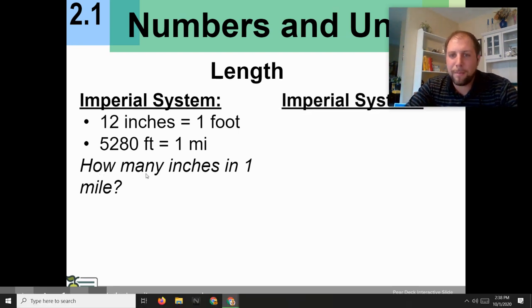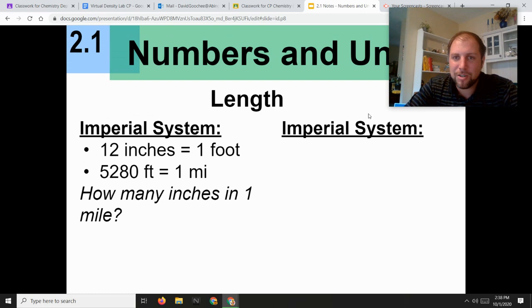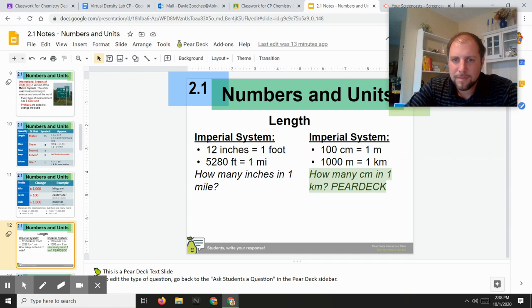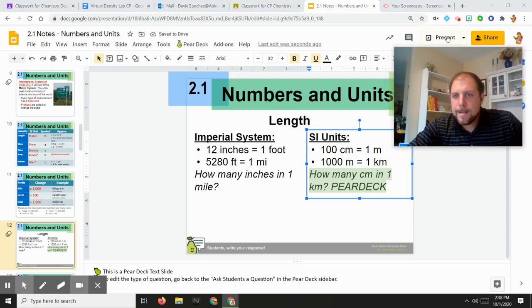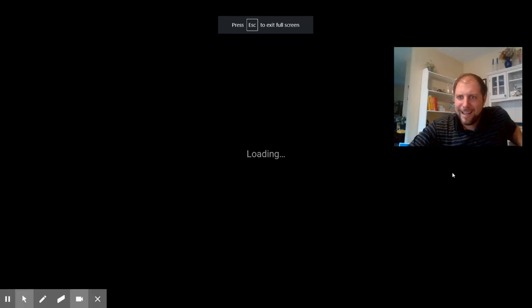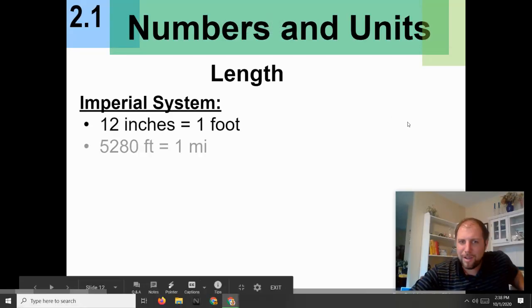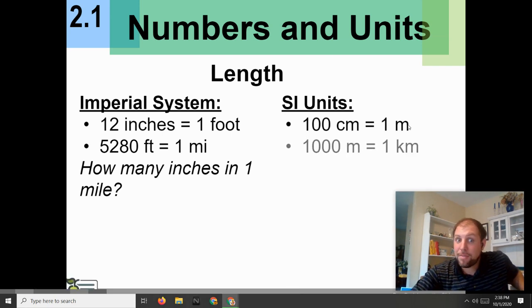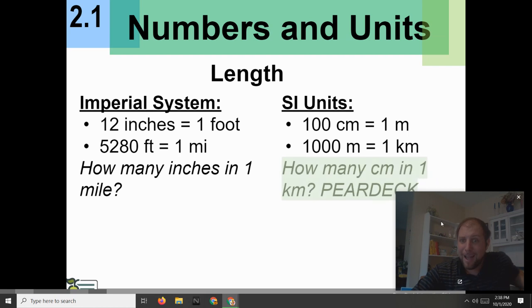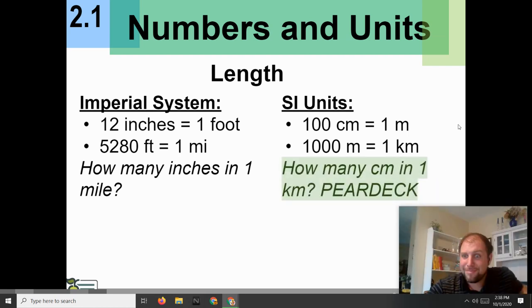But that's not imperial. That should say the metric system or the international system. Let's call it SI units. For SI units, it's much simpler. There's 100 centimeters in a meter and 1,000 meters in a kilometer. So how many centimeters are in 1 kilometer? 100,000, 100 times 1,000. It's 100,000.